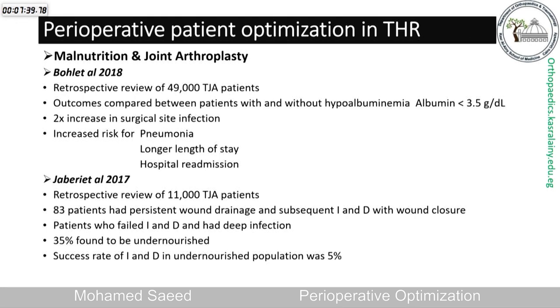Joubert et al. 2017, he reviewed 11,000 patients with total joint arthroplasty, and he found that 83 of those patients needed incision and drainage due to infection, and they didn't improve, improvement only in 5% of those patients because they were malnourished.